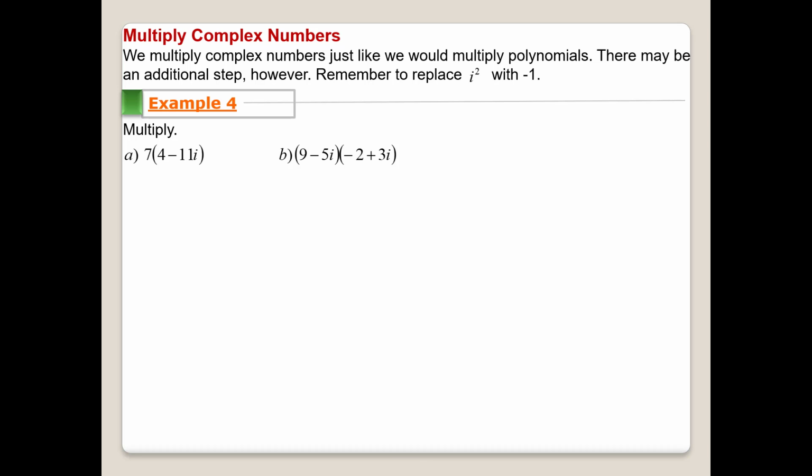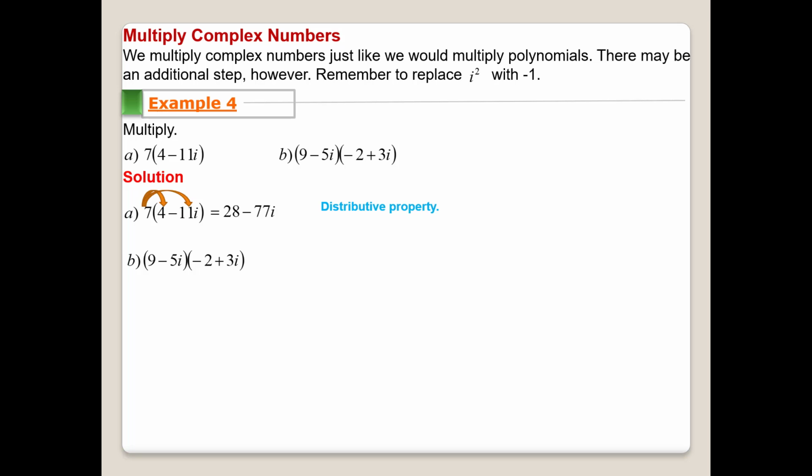So in this example, we've got part A here. We've got 7 times 4 minus 11i. When we're looking at this, let's go ahead and distribute that 7 within the parentheses. So again, do a little rainbow effect there. The 7 times 4 and then 7 times -11, in which case 7 times 4 gives us 28, and 7 times -11 gives us -77, and we still have that i for the imaginary value.